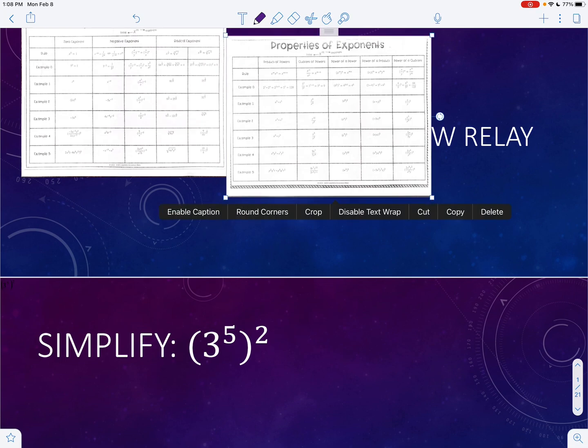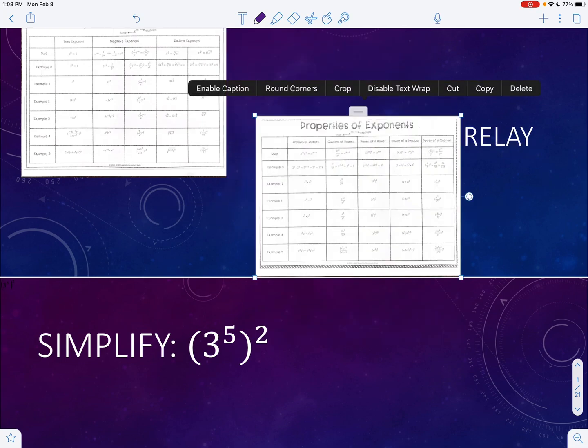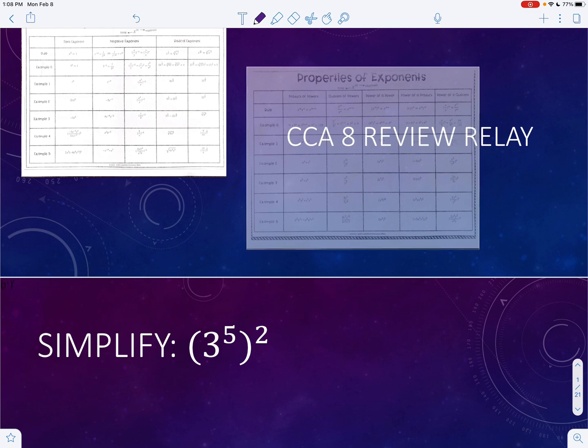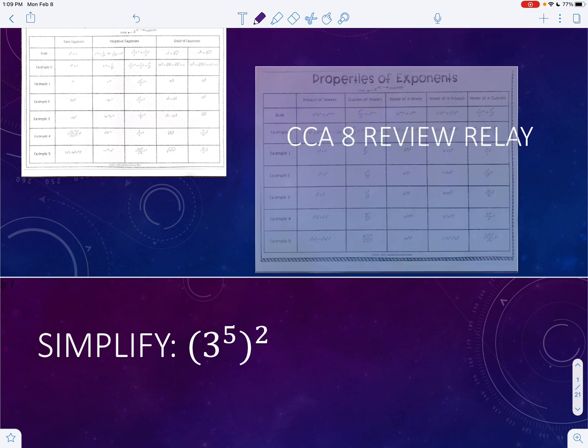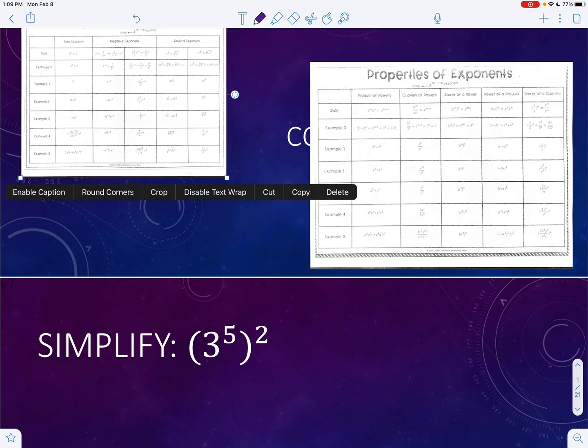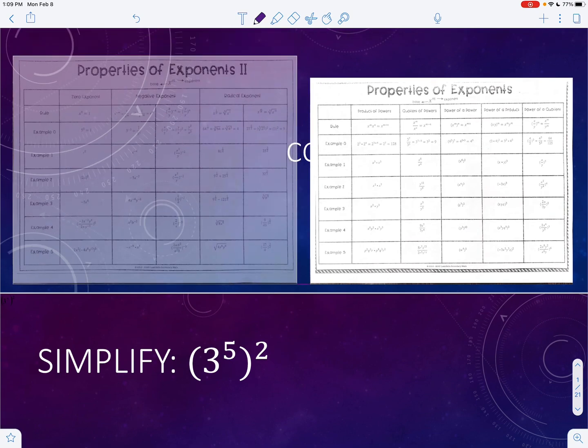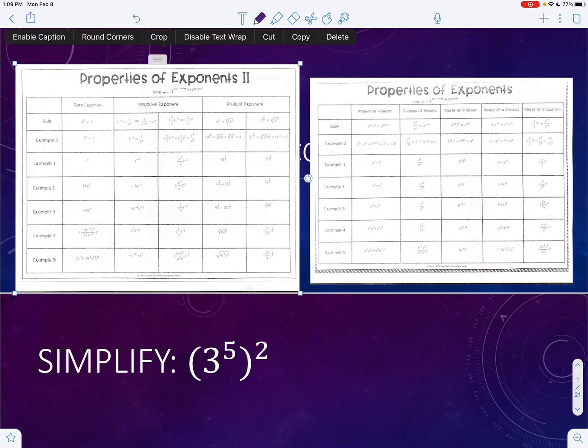I imported these little reminders of the properties. Feel free to go back to the February 2nd folder, and that's where these documents are. Feel free to print them out, download them, whatever you need to do, but this is strictly just for reviewing purposes. What I'm trying to model for you is what I think you should do as far as working on these properties, okay?